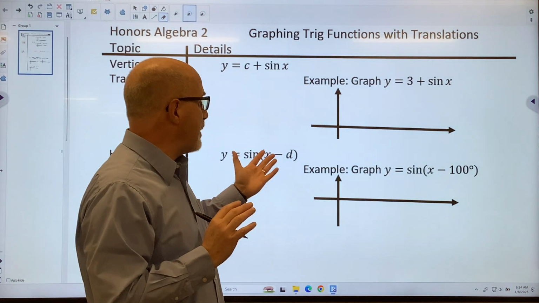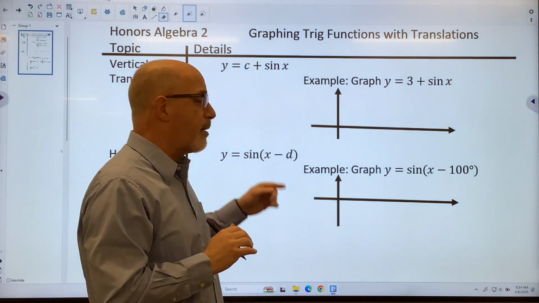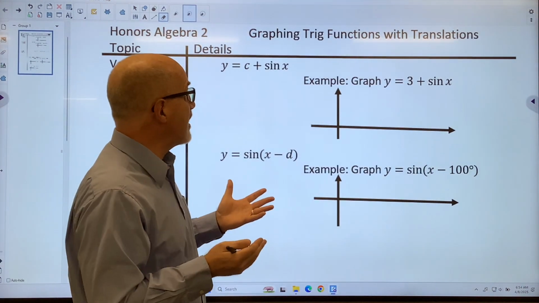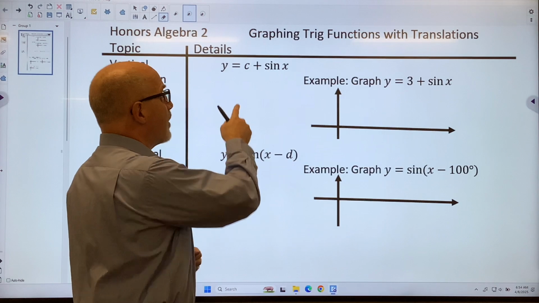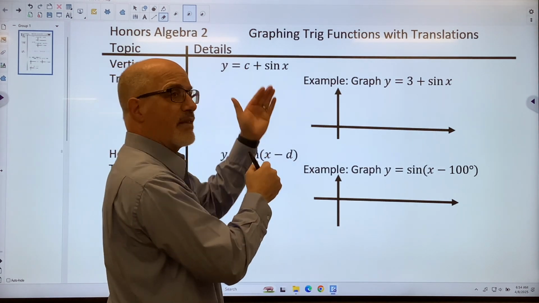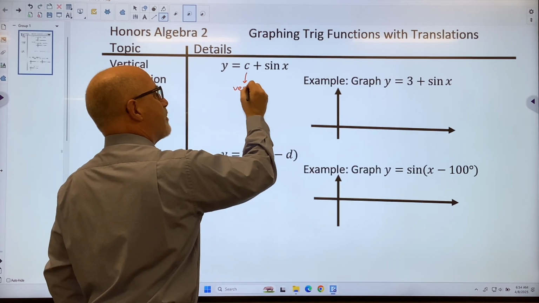That's because that would be back to where the original 0 would be if we would put a number in for x. So let's take a look at these piece by piece, and then we'll combine them together. On this one, if we look at the number on the outside, this is a vertical translation.